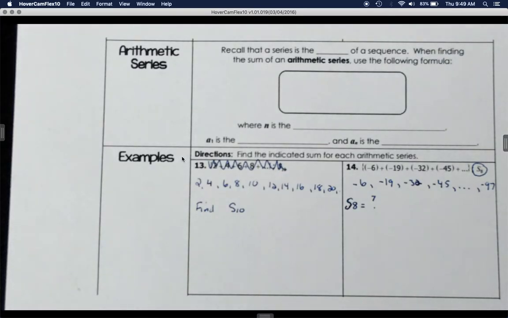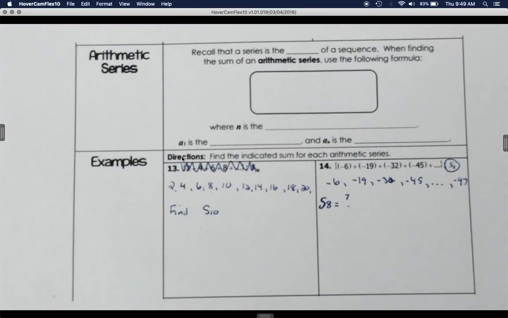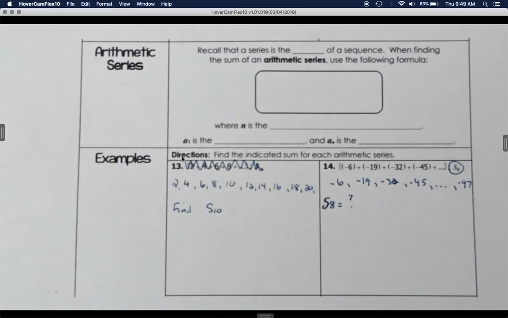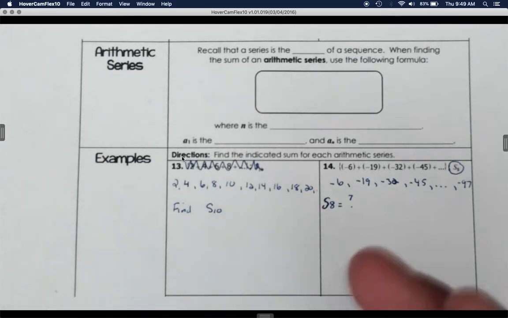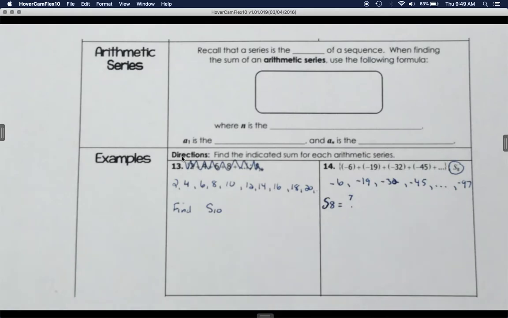Alright guys, so this is my attempt to give you an introduction to arithmetic series. Most of your teachers have already posted videos on arithmetic sequences. This is just going to be a really quick two additional examples of what and how they're trying to have you find with this stuff.